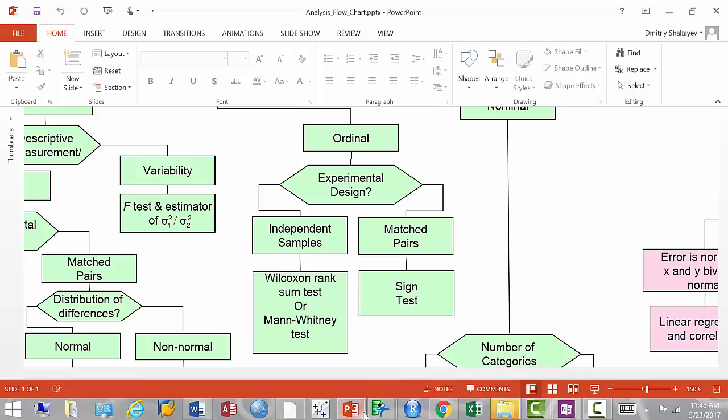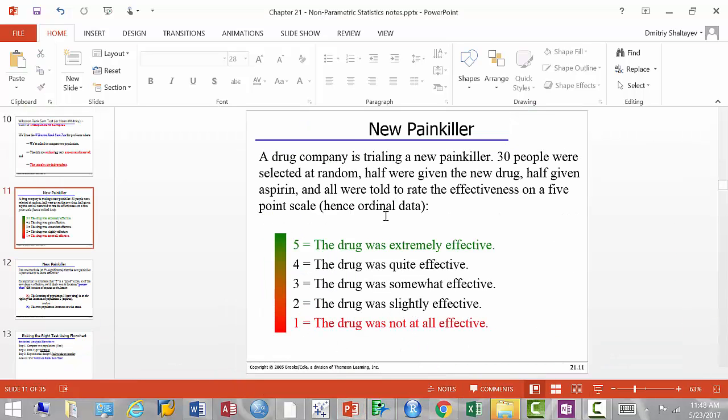What do you think? Let's go back to the description. So, independent, right? Because they took 30 people, split them half and half, random group 1, random group 2. There is nothing that links people on the same line. If that would be the same person, that would be matched pairs. It's a reaction of the same person to different drugs.